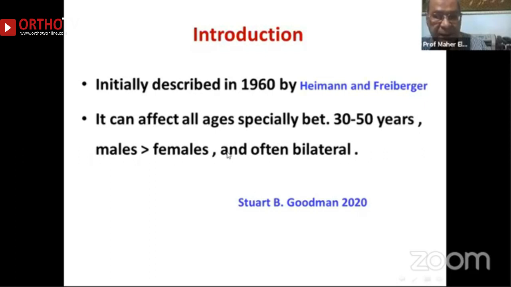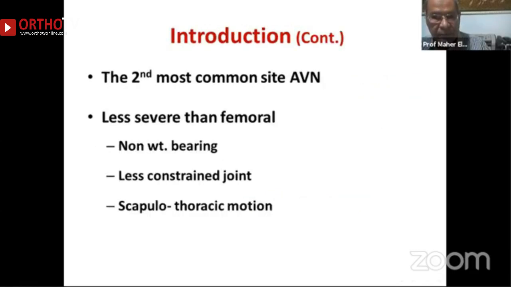Introduction. Initially described in 1960 by Heyman and Freiberger. It can affect all ages, especially between 30 to 50 years, males more than females, and often bilateral. It is the second most common site of AVN. It is less severe, or less morbid, than femoral AVN because it is non-weight bearing, a less constrained joint, and movement could be compensated by the scapulothoracic motion.